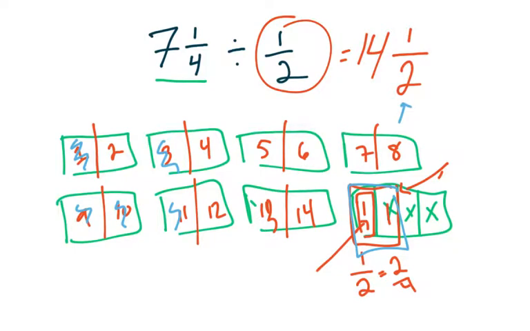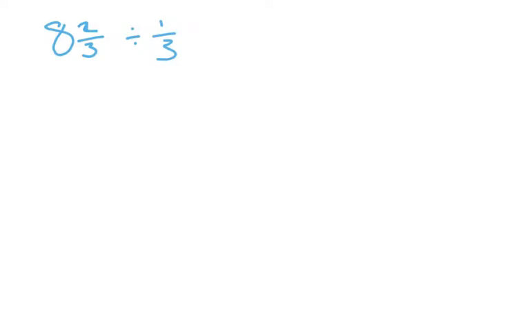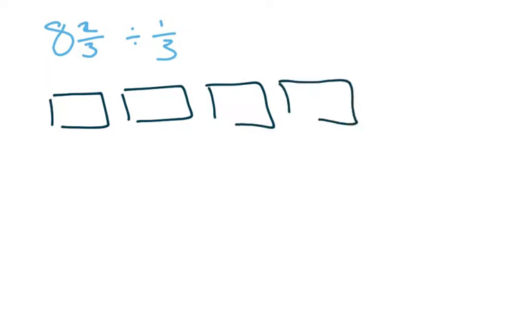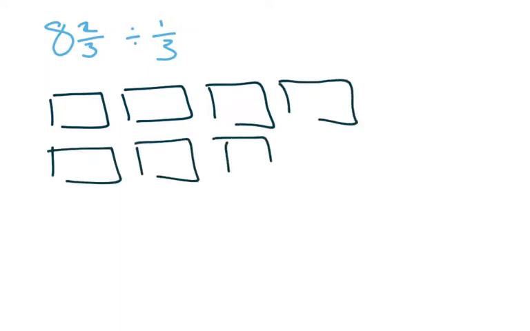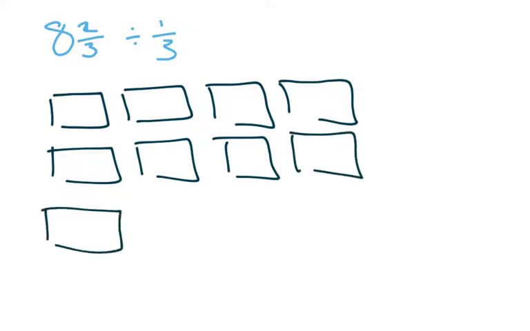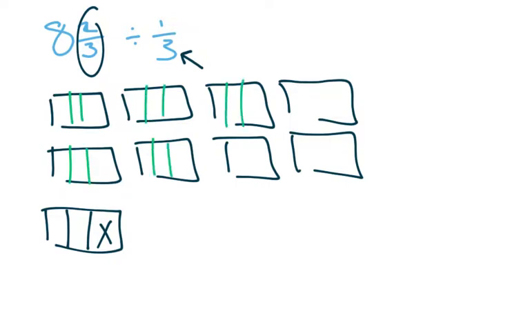Let's do another one. Alright, if you don't want to do the standard algorithm, you can draw pictures for all of your problems. 8 and 2/3 divided by a third. I would draw myself 8 wholes and an extra whole that I cut up into thirds, and I have 2 of them, so I'm going to cross off the extra one. And I want to break them up into third size pieces. Each of these wholes would get cut up into third size pieces.